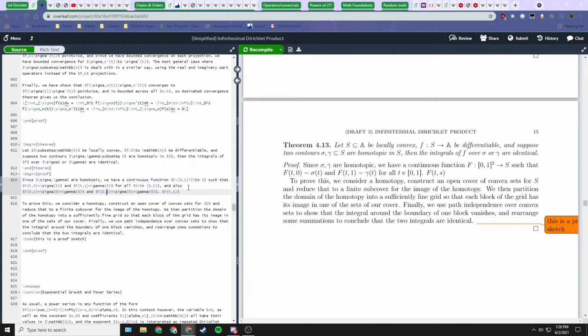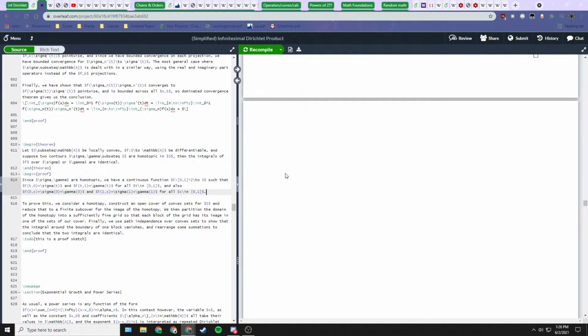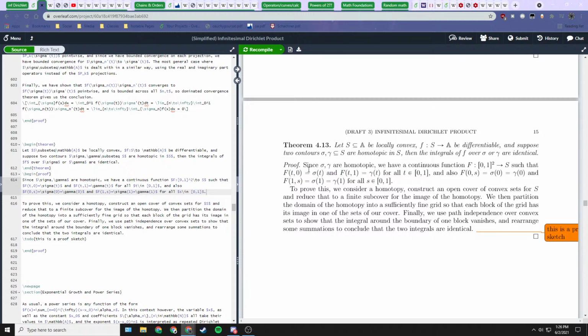f of 1, s is sigma 1, which is gamma 1 for all s in [0, 1]. So this is the second condition. The first condition is saying the first curve at time 0 is sigma, and at the end of time we have the gamma curve. So we have a continuous deformation of curves from sigma to gamma.